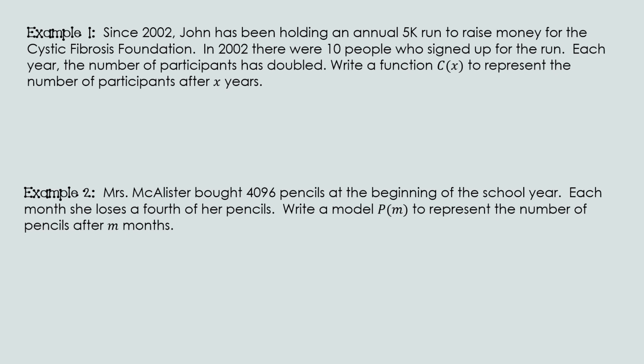So since we're looking at since 2002, 2002 is my initial value. This is my starting number. So we started with 10 people. If I were to graph this, my y-intercept would be 10. Okay, so a is equal to 10. The base is going to be your multiplier. So what's happening with the number of participants? Each year they are doubling. So each year we are multiplying the number of participants by 2.